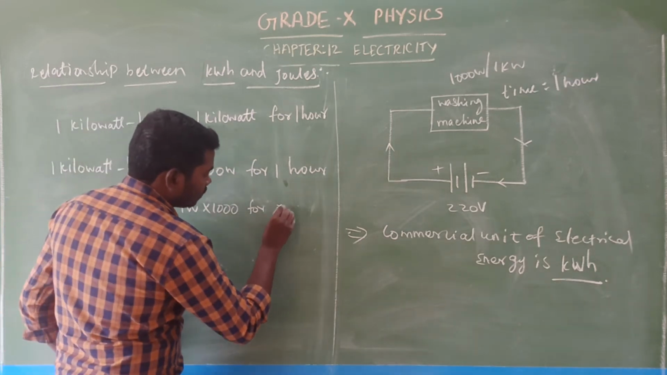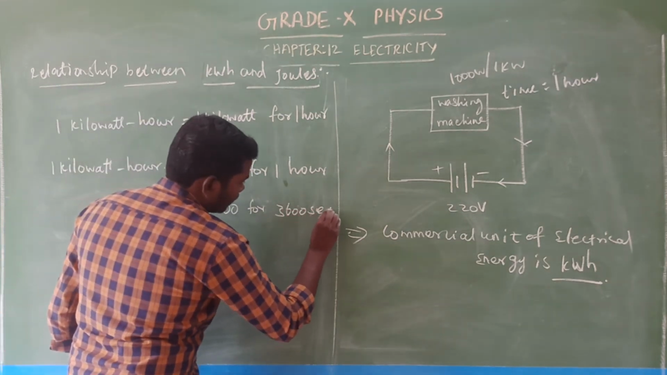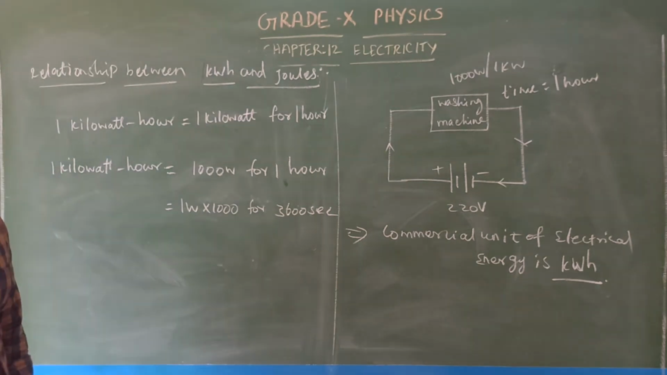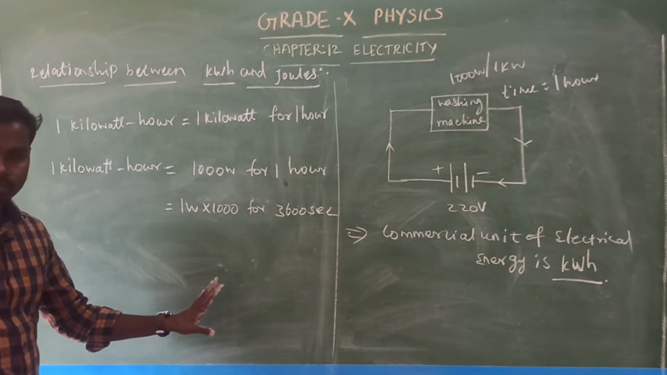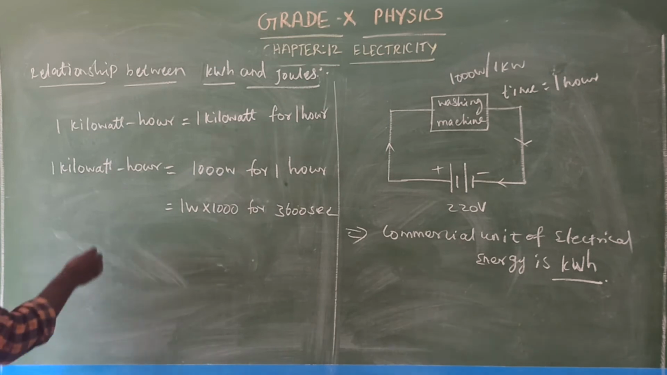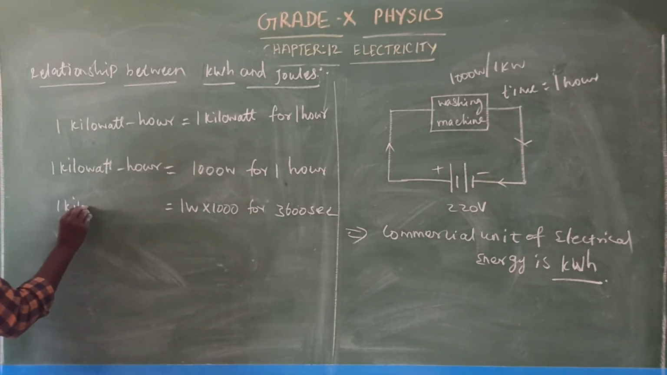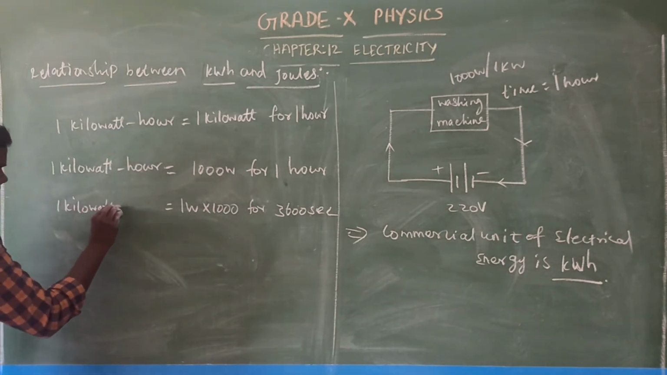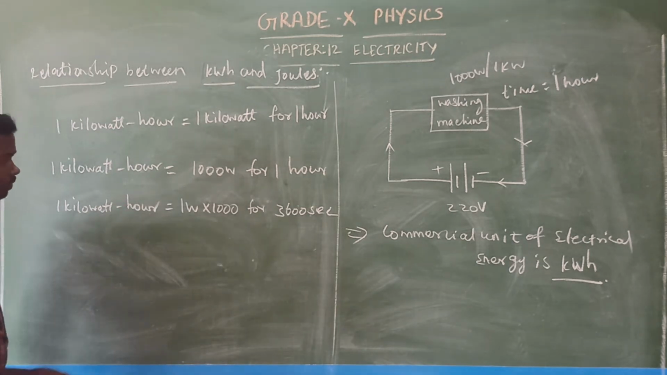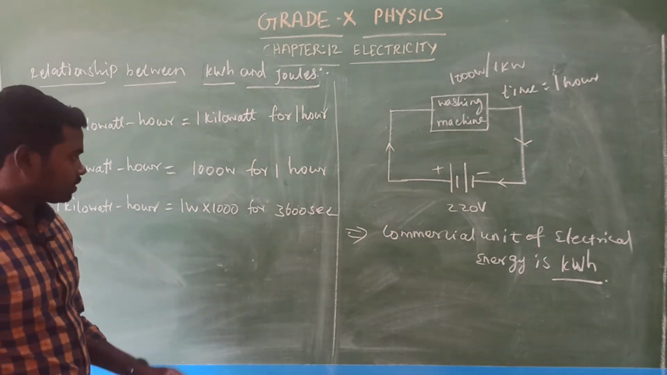You write here 3600 seconds. Is that clear, students? Very easy, students. Don't get confusion. Okay. Yes. So here write 1 kilowatt hour. 1 kilowatt hour. Is that clear? Yes. See, look at here.